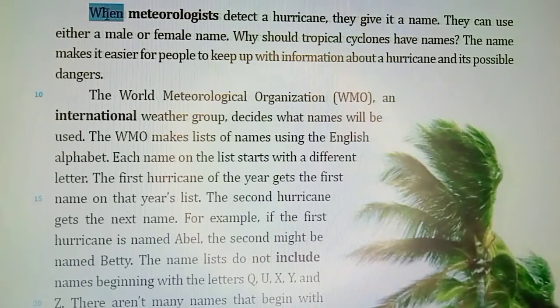Again, when meteorologists detect a hurricane, they give it a name. They can use either a male or female name. Why should tropical cyclones have names? Why should tropical cyclones have names? Yeah. The name makes it easier for people to keep up with information about a hurricane and its possible dangers.